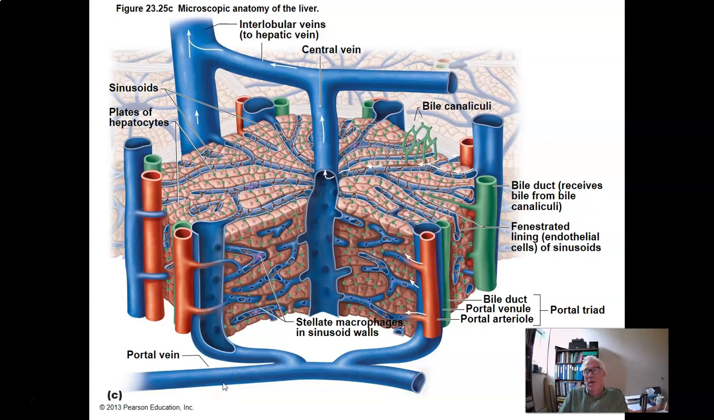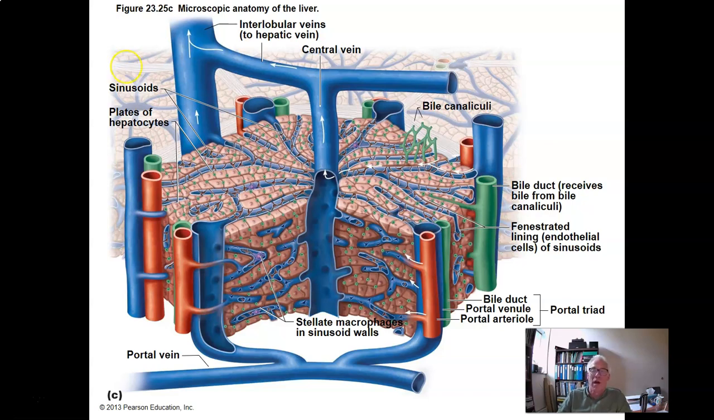Just to remind you, all of the blood from the esophagus, stomach, small intestine, large intestine, and spleen is collected together into one large vein called the hepatic portal vein, and it all goes straight to the liver for processing. And then, once that blood's been processed by the liver, it travels into the hepatic vein and back to the vena cava. So that's what's in the hepatic portal vein, all that blood coming from the digestive tract.